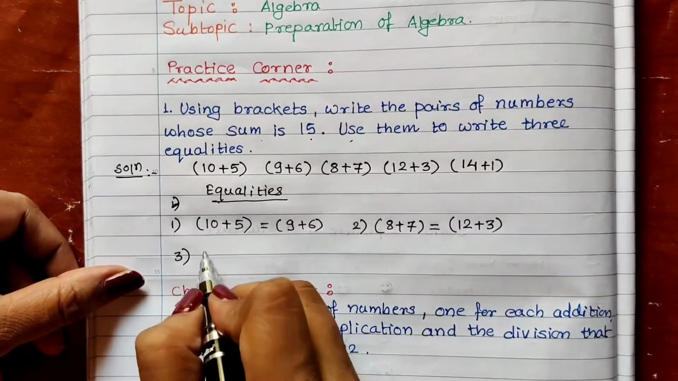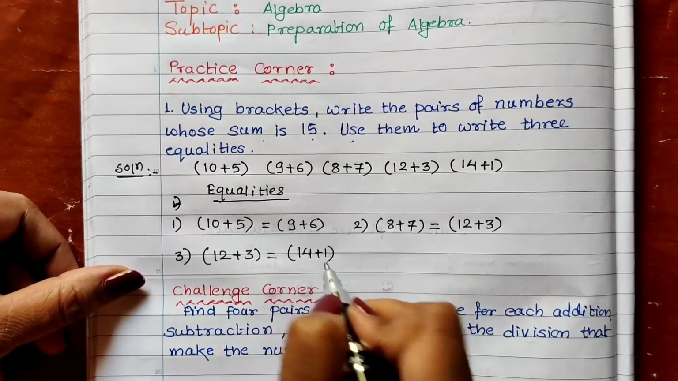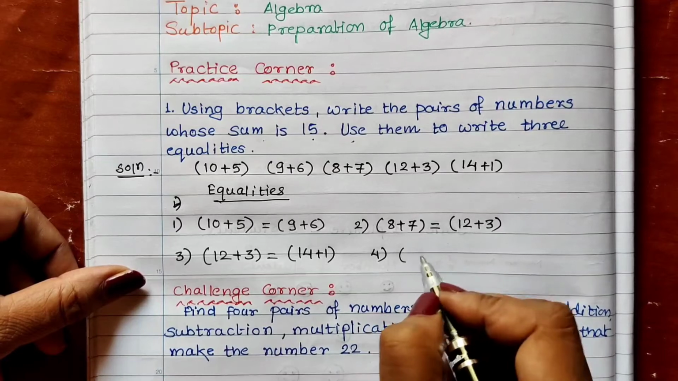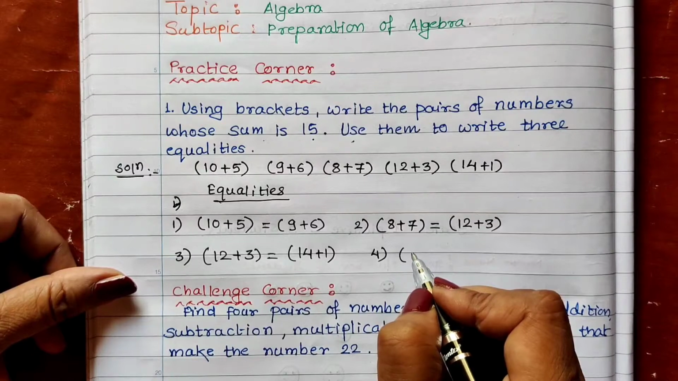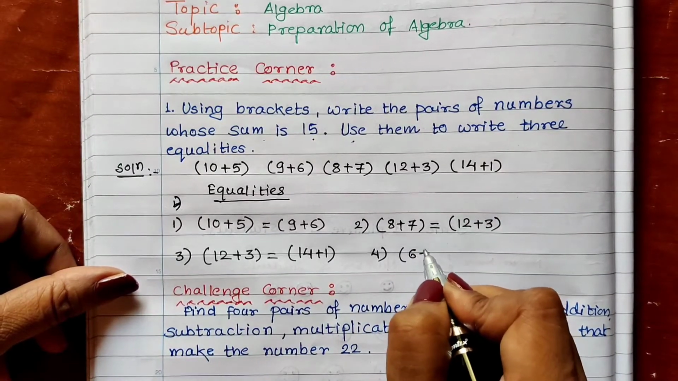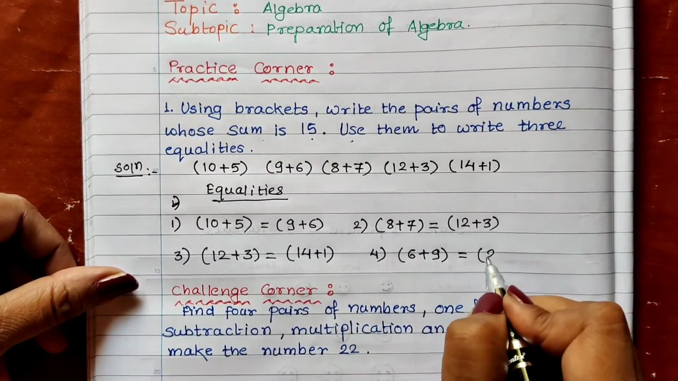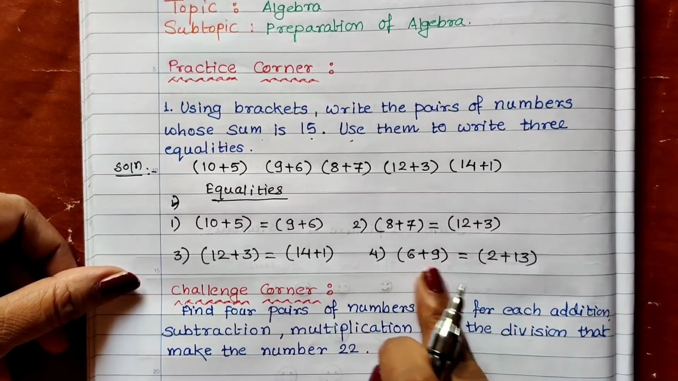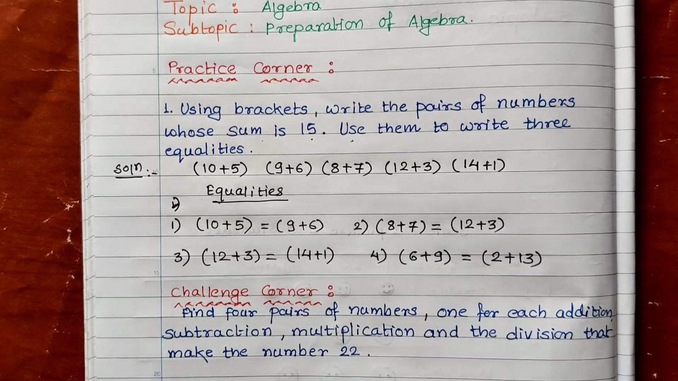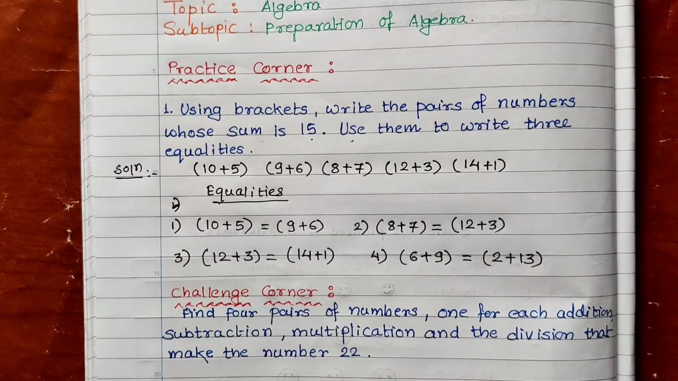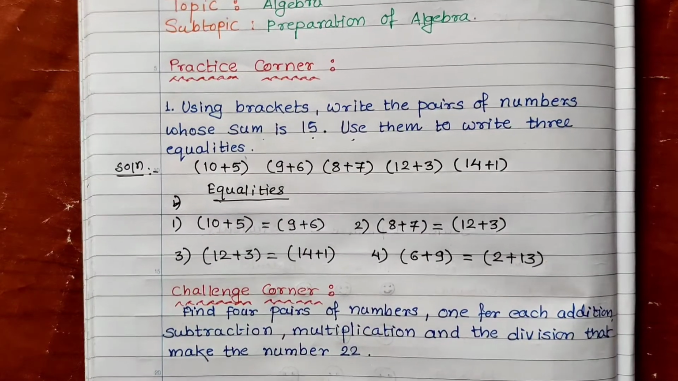One more equality you can write: 12 plus 3 is equal to 14 plus 1. One more equality you can write, anything you can write. I can write here maybe 6 plus 9 is equal to 2 plus 13, because 6 plus 9 is 15 and 2 plus 13 is also 15. So in this way you can write the equalities where both the sides, left hand side as well as right hand side of the equal to sign, the answer is equal.